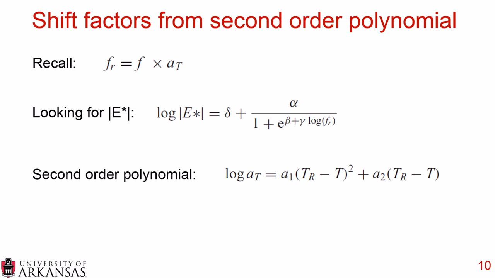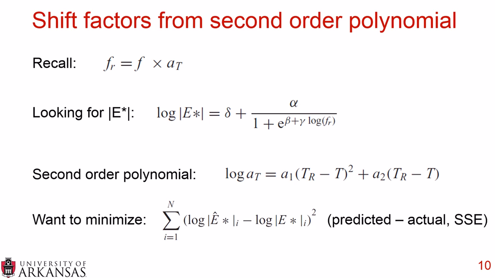And the x variable, or the dependent variable, is the difference between the reduced temperature and the actual temperature. And what we want to do is minimize the difference between the predicted and the actual dynamic modulus value. And this is what we get our SSE from. So in short, this is what we're trying to do. It seems pretty easy, right? But the case is, it is not always easy.